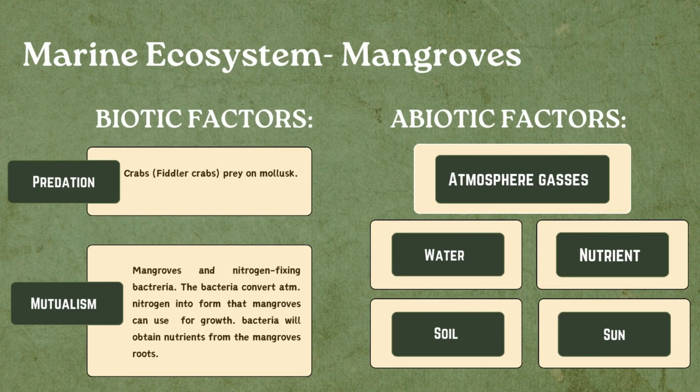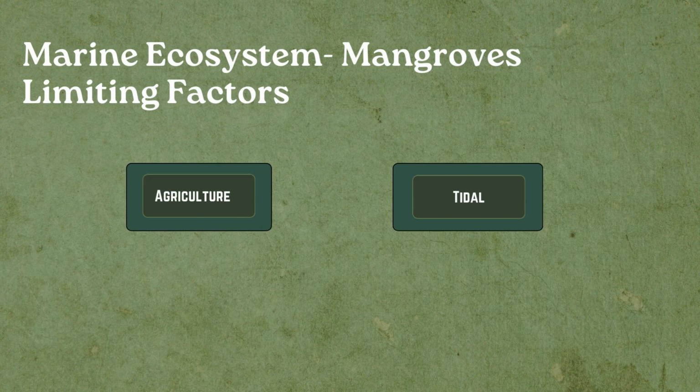There are two types of factors, which are biotic and abiotic factors. For biotic factors, there are predation and mutualism. Next, for abiotic factors, there are 5 examples, which are atmospheric gases, water, nutrients, soil, and sun. For limiting factors in mangroves, there are 2 factors, which are agriculture and tidal.